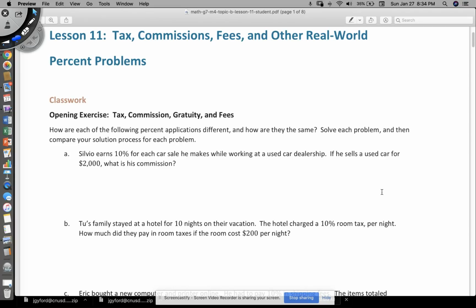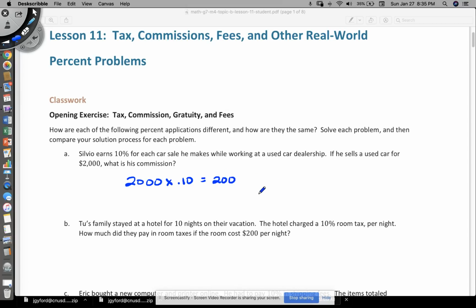Silvio earns 10% for each car sale he makes while working at a used car dealership. If he sells a used car for $2,000, what's his commission? So the first thing we're going to do is write down the total cost of the car, $2,000. And since his commission is 10%, I'm going to change 10% into a decimal and make it 0.10. And then you just multiply that straight out. He's going to make $200. So we're going to say $200 in commission. And that's it.